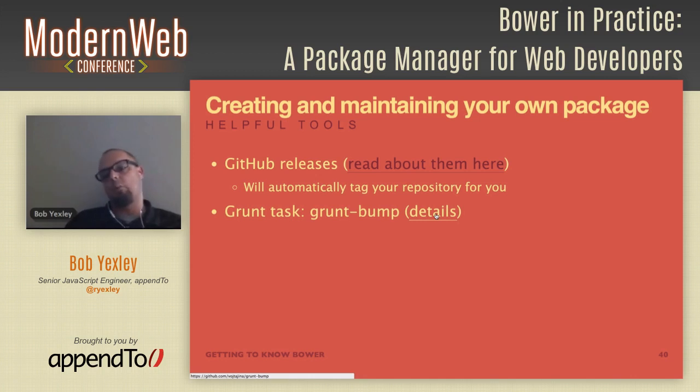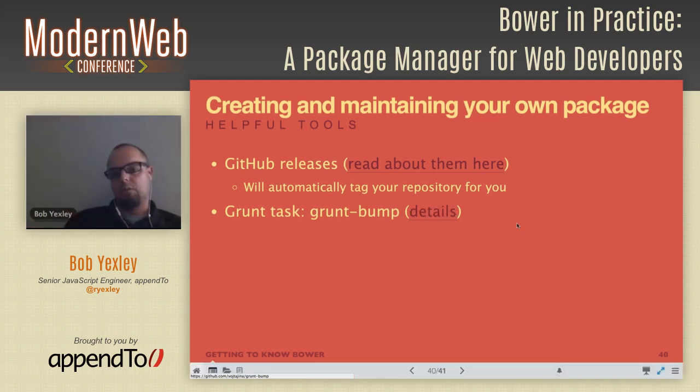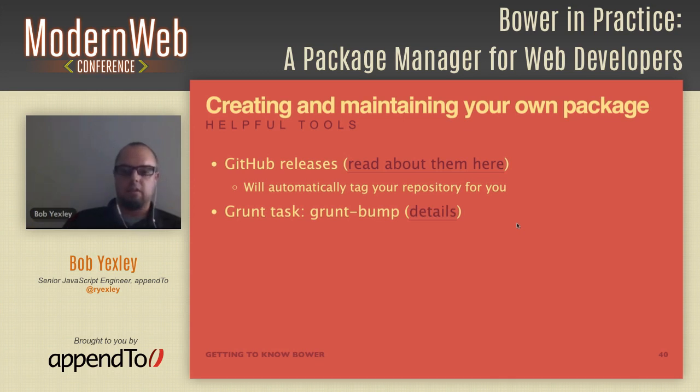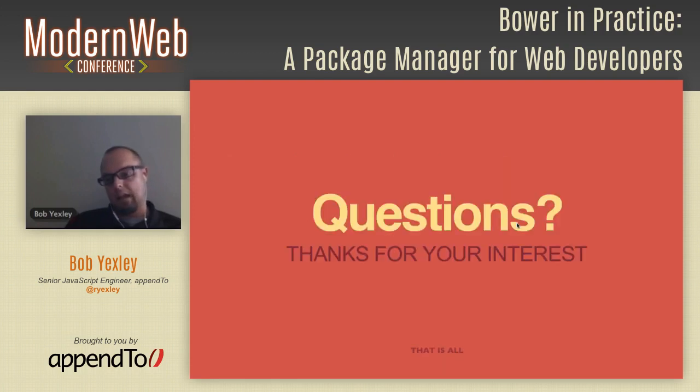So with one simple grunt command here, you can generate a new version number, update the configuration files, commit those changes to your local repository, add a tag to your local repository, and push to your remote all in one step. It's a really useful grunt extension that I've used, and it can save you some time if you get into this.